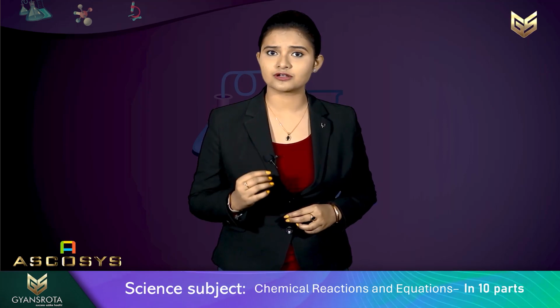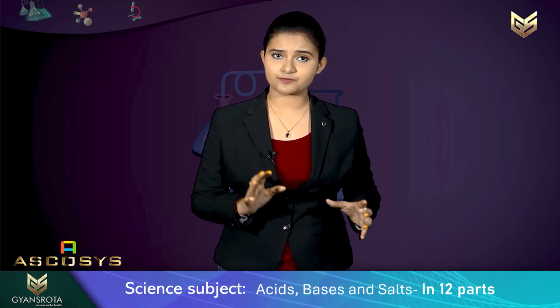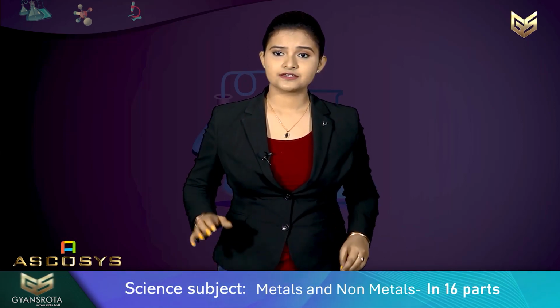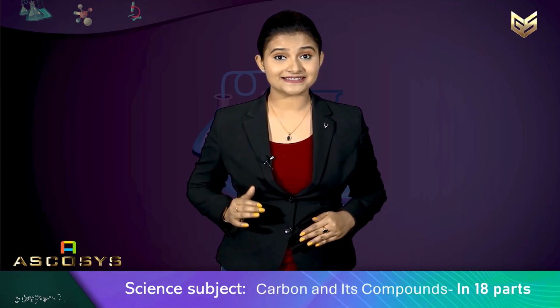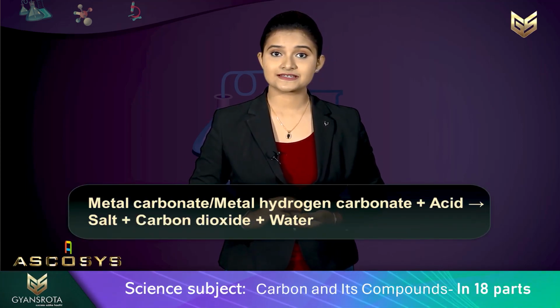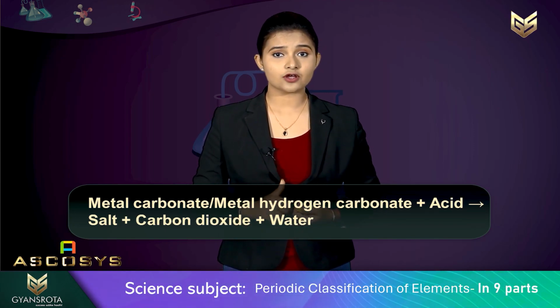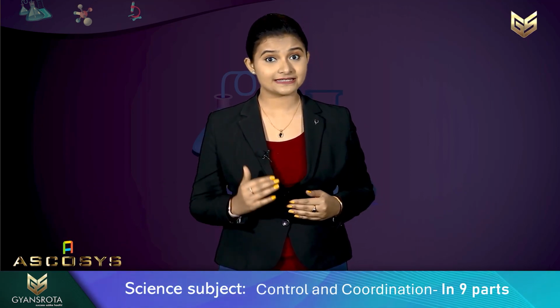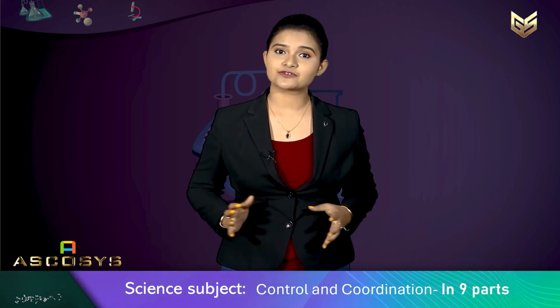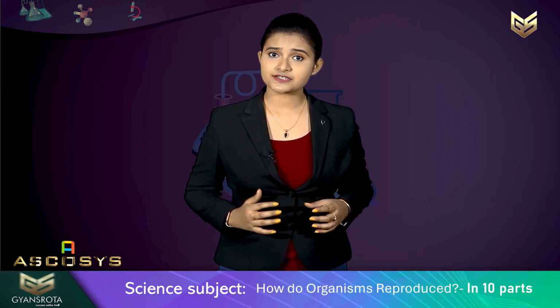All metal carbonates and hydrogen carbonates, also called bicarbonates, react with acids to give the corresponding salt, carbon dioxide and water. Thus, the reaction can be summarized as: metal carbonate or metal hydrogen carbonate plus acid gives salt, carbon dioxide and water. So, we have found that when metal carbonates or metal hydrogen carbonates react with acid, they give salt, carbon dioxide and water.